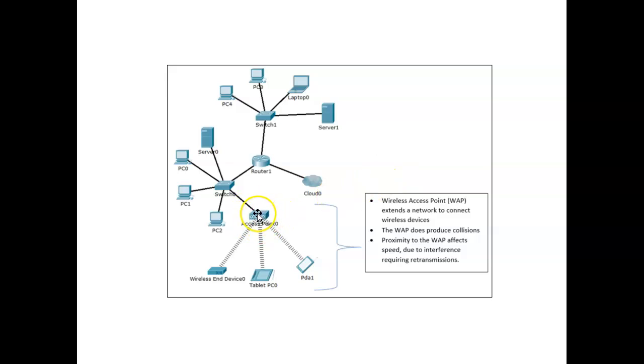Here I have a wireless access point. I've got the same diagram that I had back here, but this time I've added a wireless access point to this switch. A wireless access point does not create a new network. All it does is allow a wireless connection to a wired domain. So it's just another branch off of this switch.